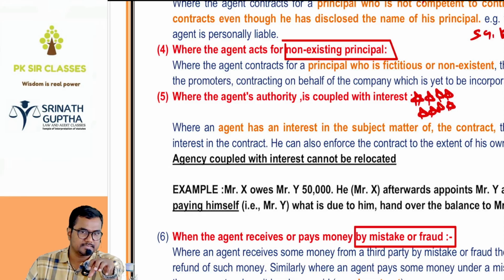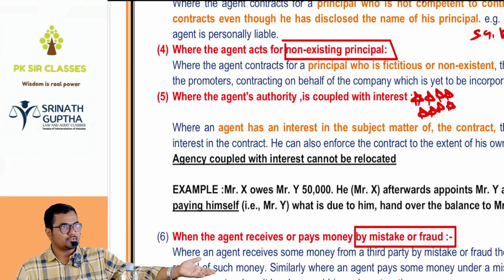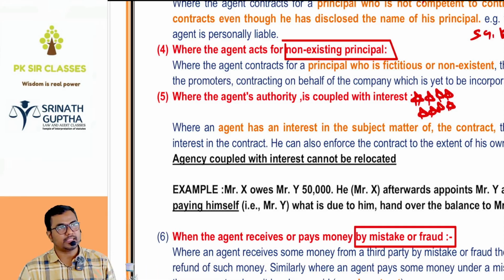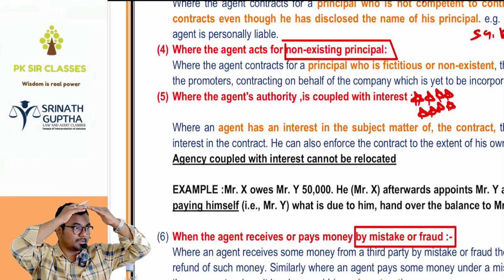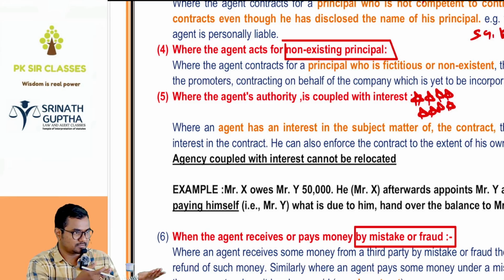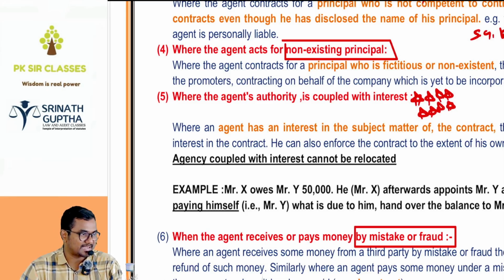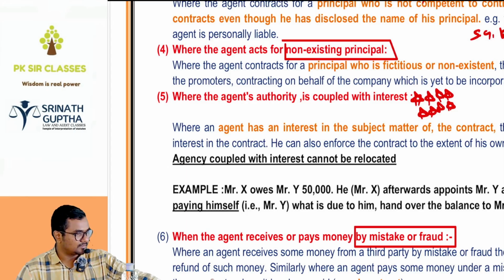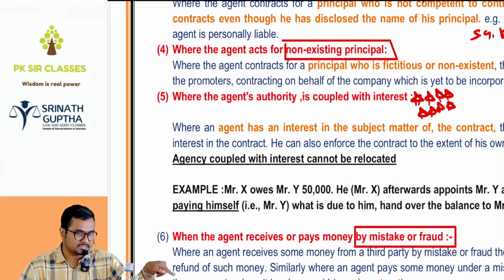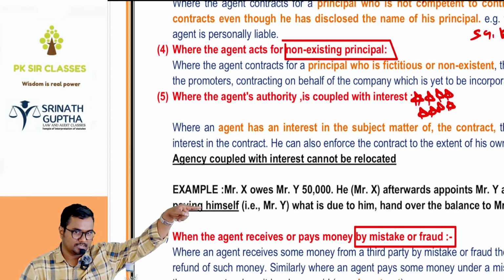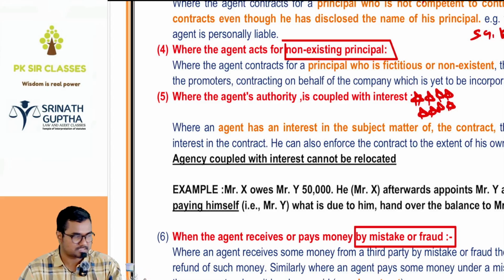Where the agent's authority is coupled with interest, very important. Here the agent is a partner cum agent. I said to Vani, I have to give 10 lakh rupees to Vani. Vani, you sell my building. I am authorized to sell my building. I am the principal, you are the agent. So if you sell the building now, you will get 80 lakhs. Out of 80 lakhs, you keep 50 and give the remaining to me. Here in this transaction, she is interested, she will get the money only if she sells. This is called agency coupled with interest. It cannot be revoked by the principal at any time.